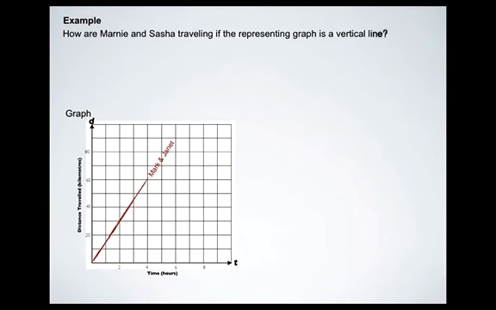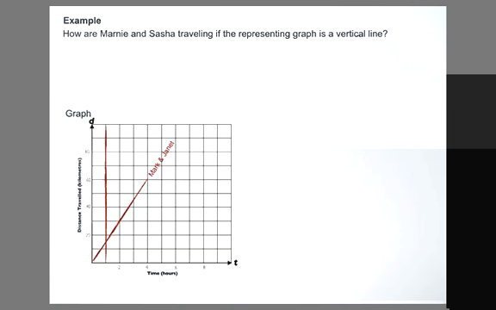Example continued. How are Marnie and Sasha traveling if the representing graph is a vertical line? A graph like this. Well, the time stays the same at t equals 1, while the distance changes. Have you ever moved in this fashion, where time doesn't change, but you move positions? You might have daydreamed about it, but it's not very likely that you've done it.